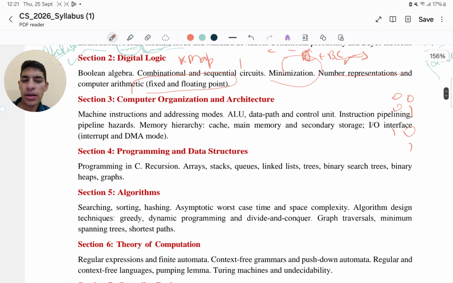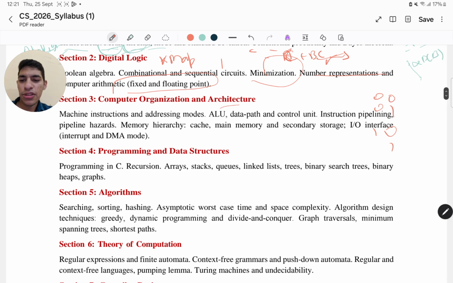Now you have computer organization and architecture, right? You have machine instructions, addressing modes, ALU, data path, control unit, instruction pipeline hazards, memory hierarchy, cache, main memory, secondary memory, IO interface, interrupt, DMA mode, right? So let me tell you which are the hot topics from all these topics, because you can't do all, right? But yes, you must know the hot topics and which are the most beloved questions which might come from these topics, right?